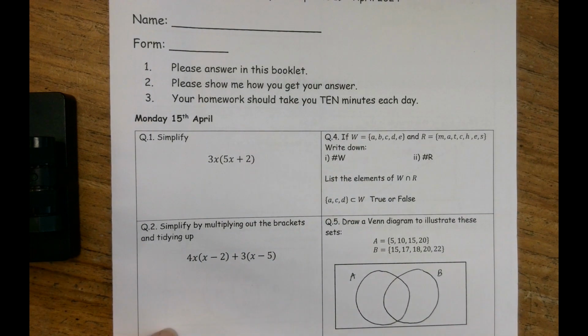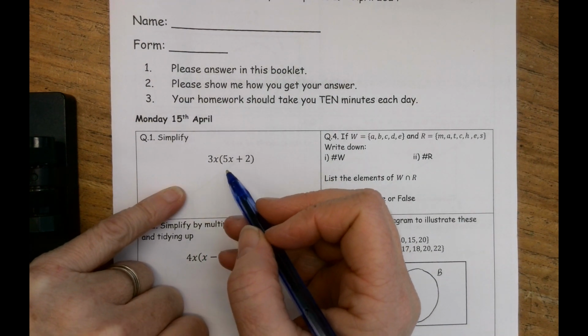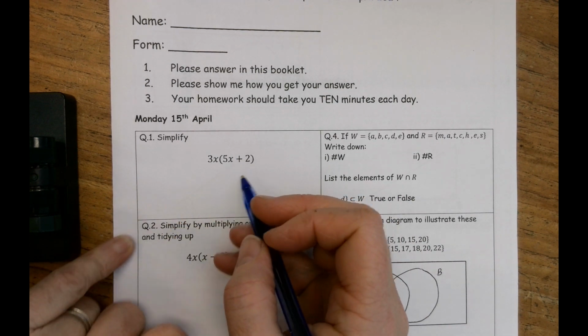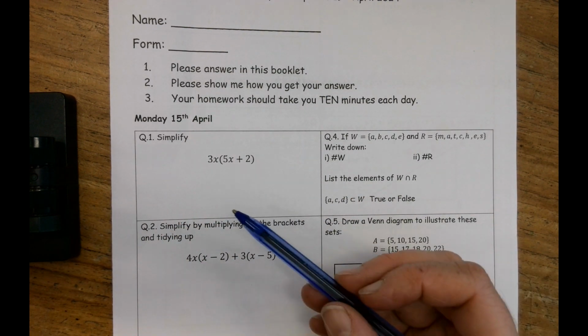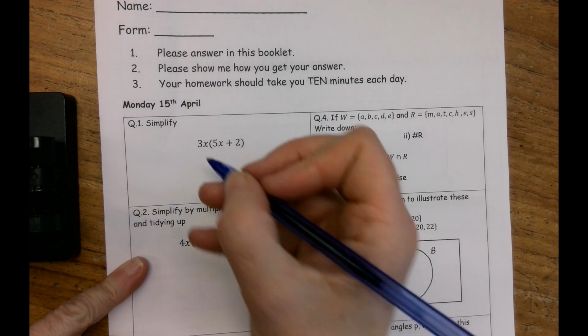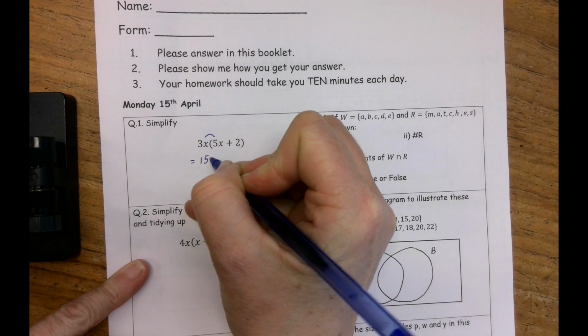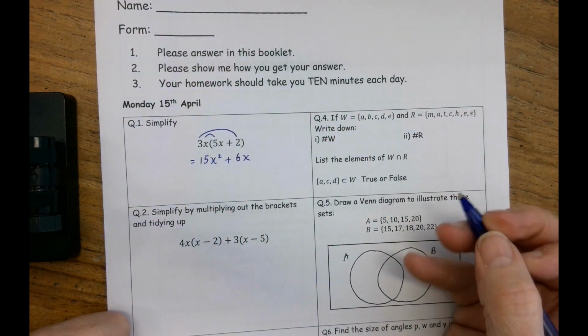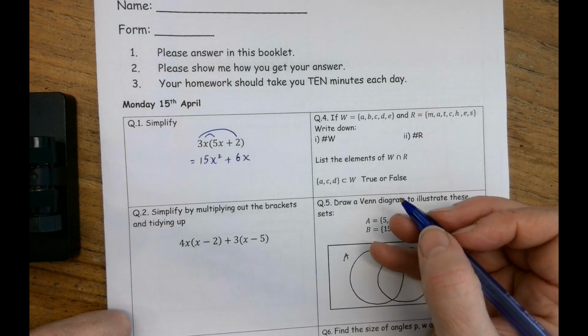So first one, simplify. So simplify here means multiply out the brackets and tidy up. Now I'm not actually going to talk too much through this video. I'll talk a little bit, but I just don't want it to be a very long video. Okay, so 3x by 5x is 15x squared, and 3x by 2 is 6x. I can't add those together because they're different powers.